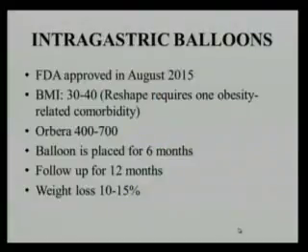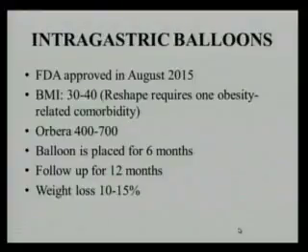So both of them are approved. In fact, Orbera was approved in August 2015, and Reshape in July 2015. The recommendation in the US is BMI 30 to 40. However, when the clinical trials were done for Reshape, they required one obesity-related comorbidity as one of the indications.